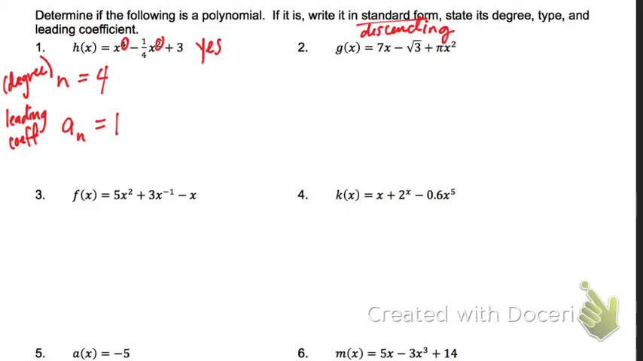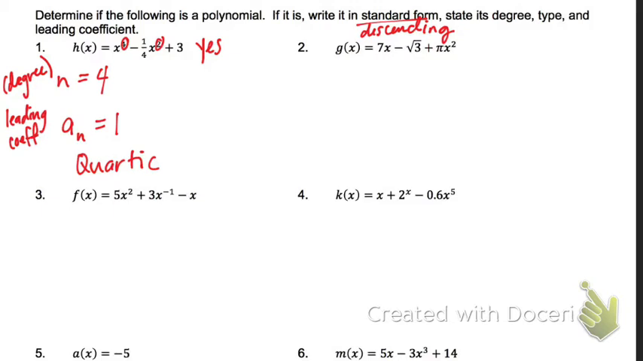Yes? So when n equals 4 or 3, you don't have to write 4 tick or anything? Oh, it says state the type. Yeah, so you could say quartic. The only time you wouldn't want to write it is if it's higher than 4.